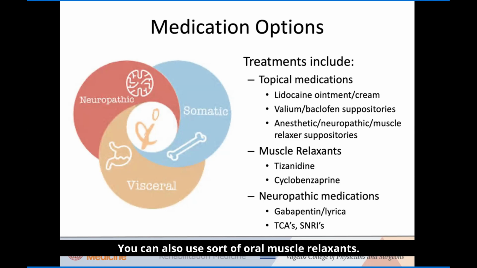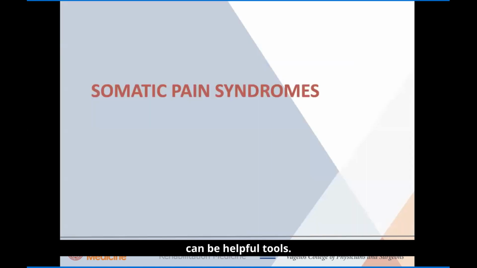You can also use oral muscle relaxants. Those can be helpful. Tizanidine and cyclobenzaprine are a couple of different options that might help, as well as neuropathic medication. So whether it's something like gabapentin or Lyrica, or some of the tricyclic antidepressants, or the SNRIs like Cymbalta, for example, these are all different classes of medications that sometimes, especially when pain has been going on for a very long time, it becomes chronic, it becomes unrelenting. Sometimes we do need to intervene with something further other than the therapy. And so these can be helpful tools.